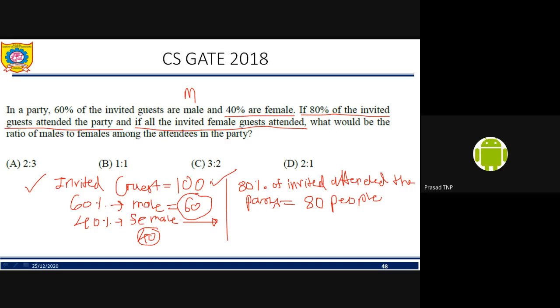In that, all female guests attended the party. So how many female are present in the party? 40 female are present in the party. Okay. So total people are 80. In that 40 are female. So how many male are there? 40 male are there.